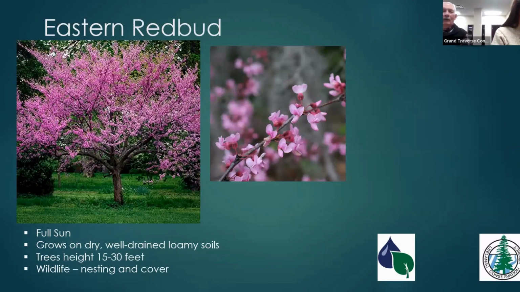Eastern redbud, fabulous small tree. Likes to be grown in full sun, but once it's established, it'll survive in the understory. And I'm talking about redbud here, but I always connected it to white flowering dogwood. You'll see why in a minute. It grows on dry soils or well-drained loamy soils, 15 to 30 feet high, and it does provide nesting and cover. It does not have much as far as anything that the wildlife can eat.